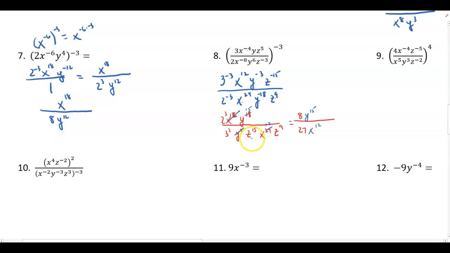Then, when I look at my z's, they're all down below. So when I combine them, z to the 15 plus 9 is 24. And this is it. Okay?